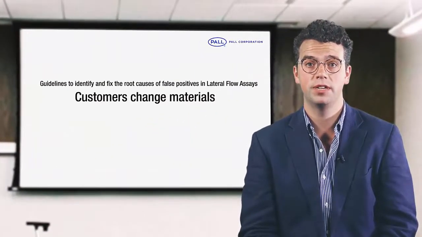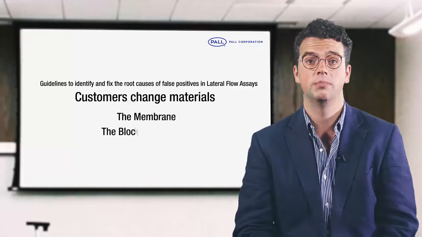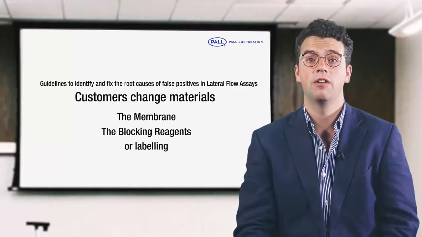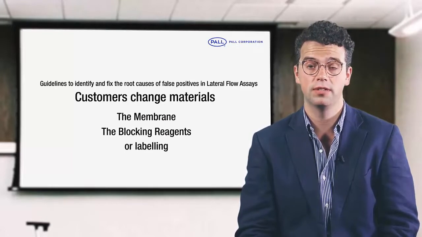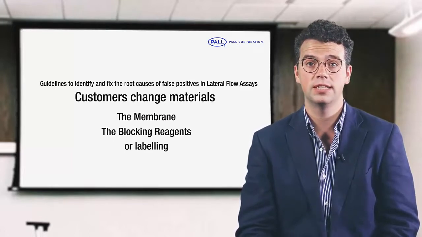When customers change materials, for example the membrane, the blocking reagents or labeling, a false positive may be induced because the balance of the assay structure has been altered. We recommend you consider and take the simplest approaches to identify false positive issues in the lateral flow assays.